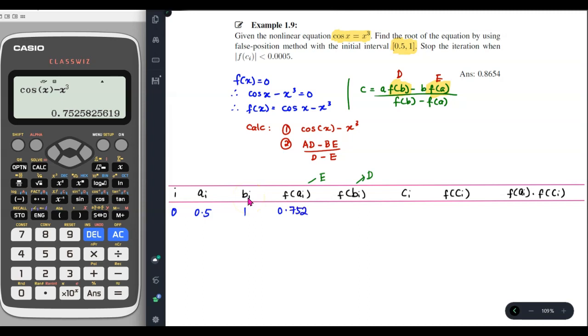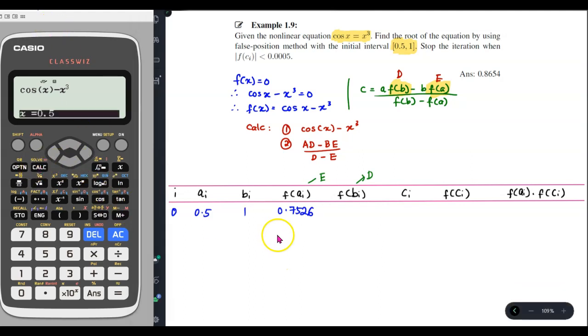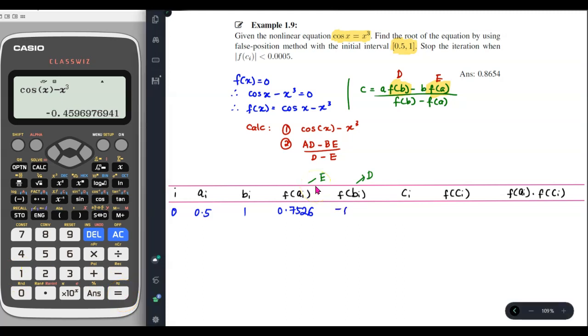0.7526. Similarly for f(b), we press the calculate button, but now our x is 1, which is our b. So x equals 1, then we have negative 0.4597.